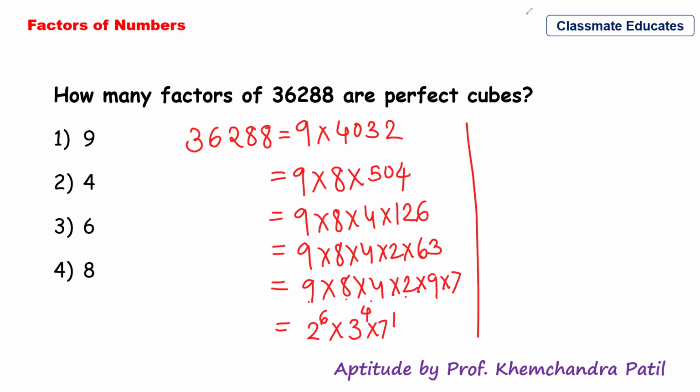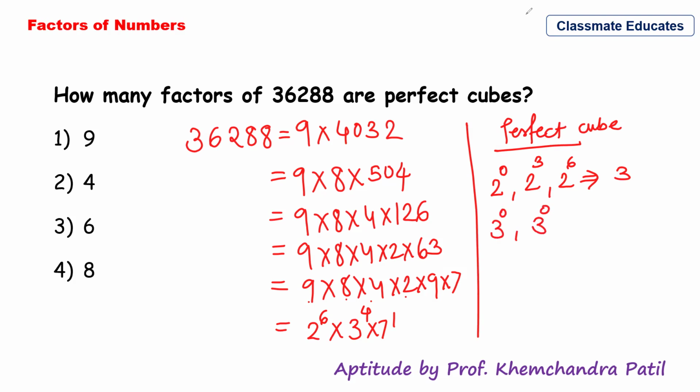Now we want the numbers which should be perfect cubes. For a perfect cube, which powers of 2 are allowed? 2 raised to 0 okay, 2 raised to 3, 2 raised to 6 is also okay. So there are 3 powers. Okay, which powers of 3? 3 raised to 0, 3 raised to 3. These are 2 powers of 3. And of 7, 7 raised to 0, that is 1. So if you multiply this, there are 6 factors of this particular number which are perfect cubes.